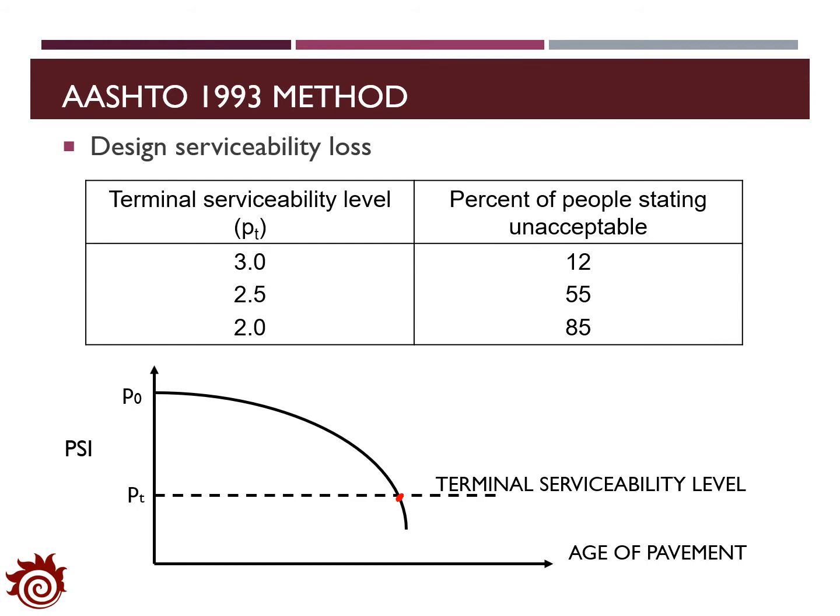At the PT value of 3.0, approximately 12% of people will not accept the pavement performance. By reducing the terminal serviceability level, the rejection rate will be increased dramatically. At PT equal to 2, almost 85% of people will not accept the pavement performance.